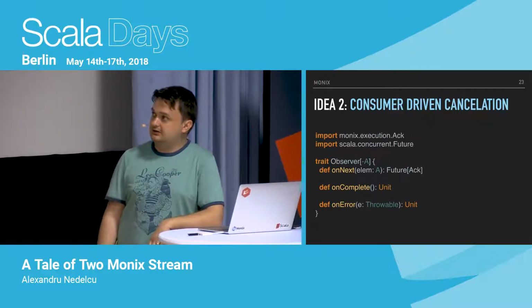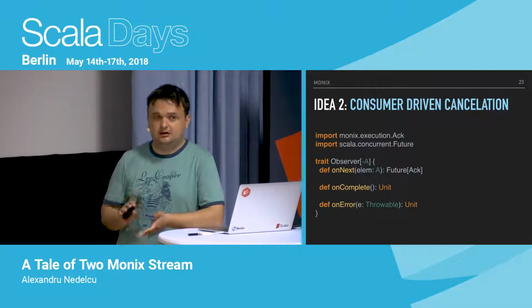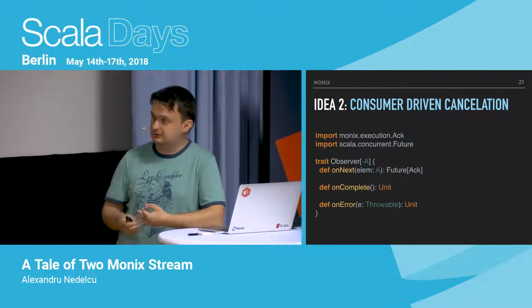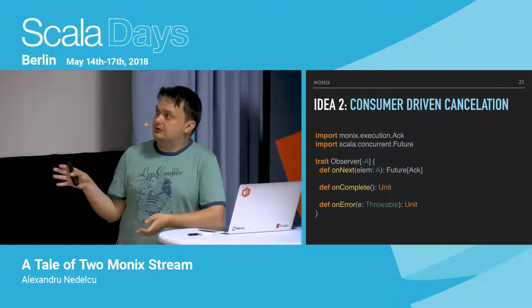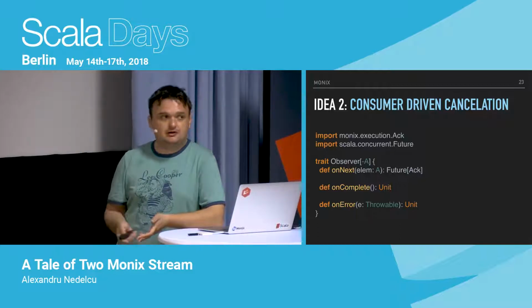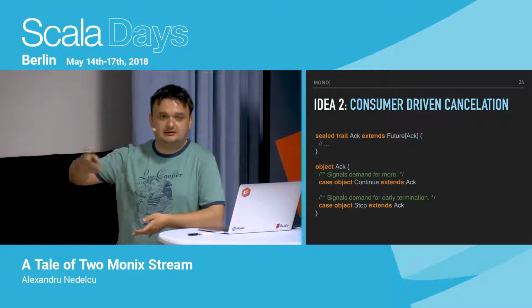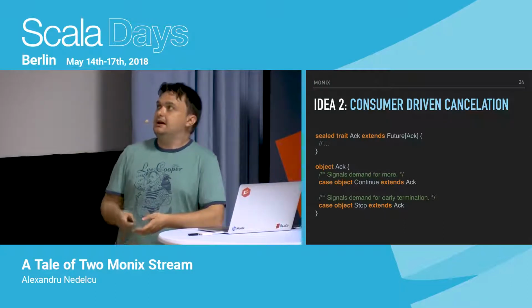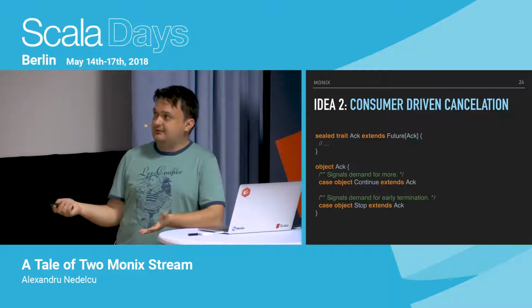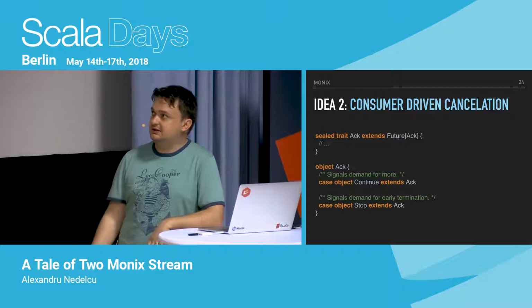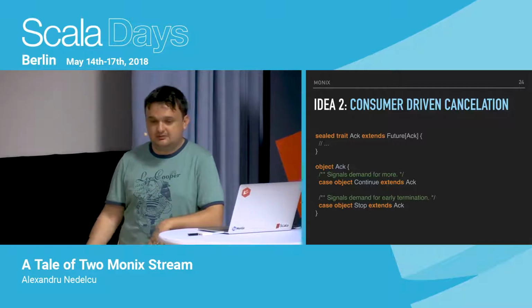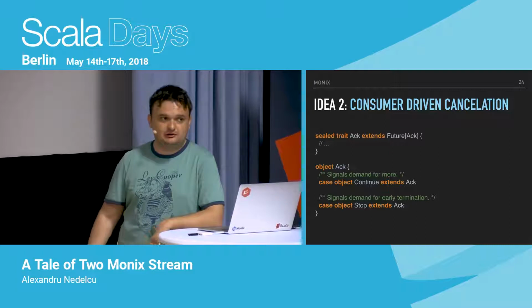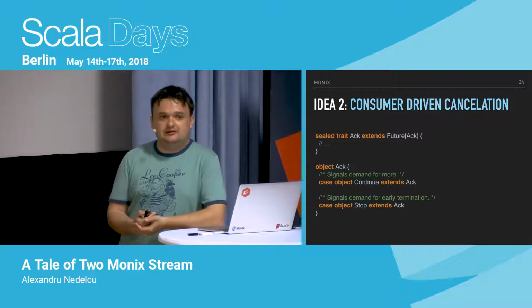And the second idea I had was to introduce consumer-driven cancellation, which resembles Reactive Streams. So instead of working with a Future of Unit, we can work with a Future of Ack, the acknowledgement being a simple enumeration that tells the producer to continue or stop. And this is basically the full protocol. There are some low-level details in it, like what happens with the final onComplete event, is it back pressured or not.